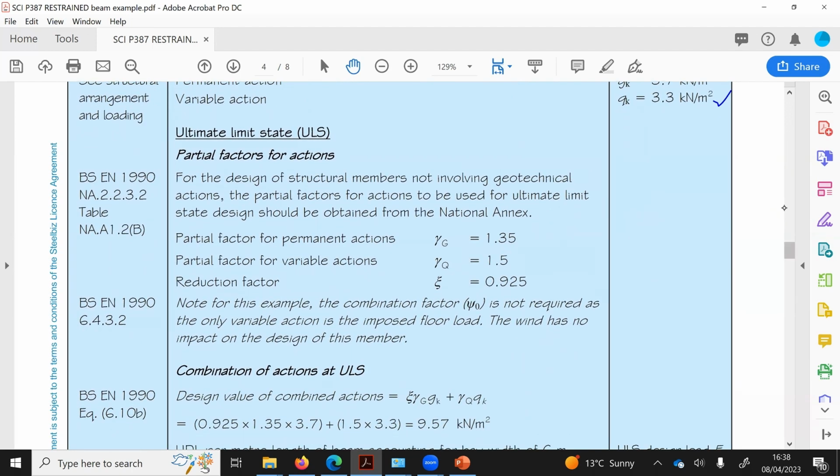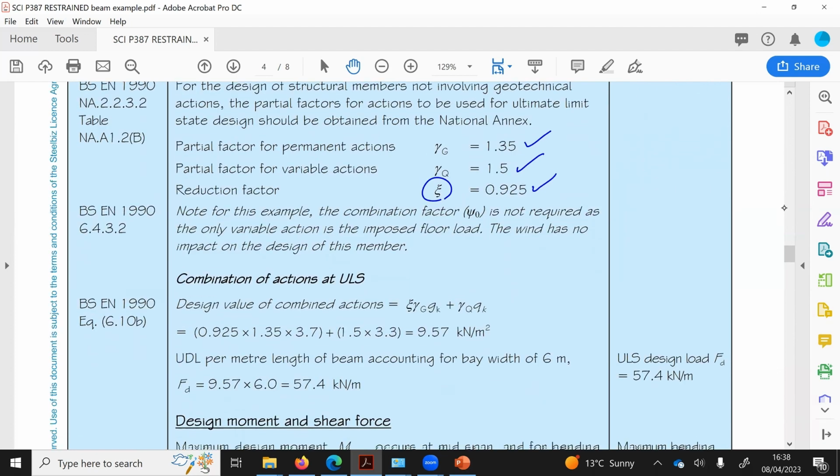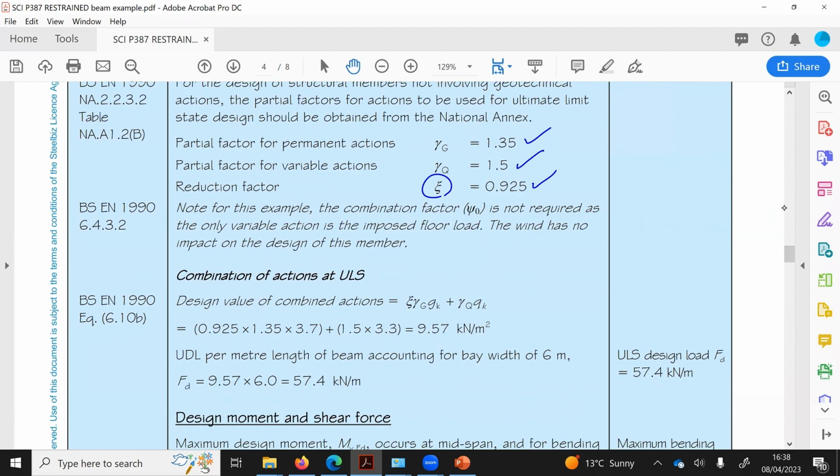The partial safety factor for permanent action is 1.35. Partial safety factor for variable action is 1.5. The reduction factor C is 0.925. I'm going to use equation 6.10b. So the design value of combined actions is C gamma G GK plus gamma Q QK. Putting all these values here, gamma G and gamma Q we just determined, we get 9.7 kilonewton per meter square.